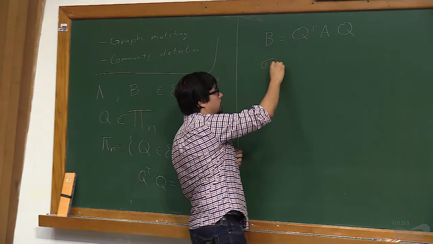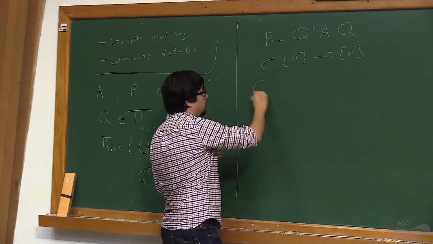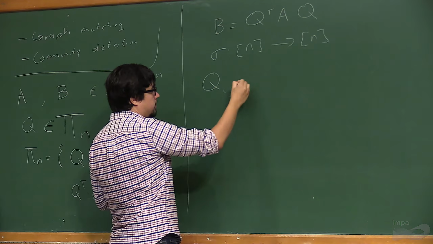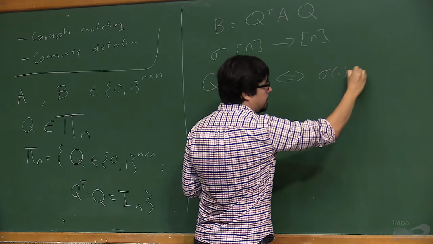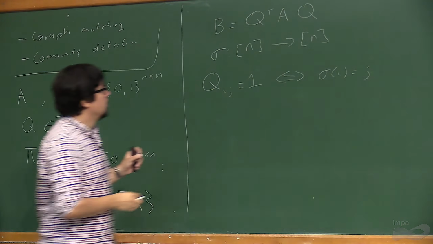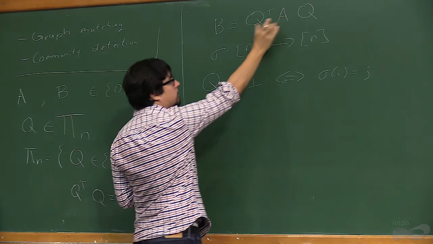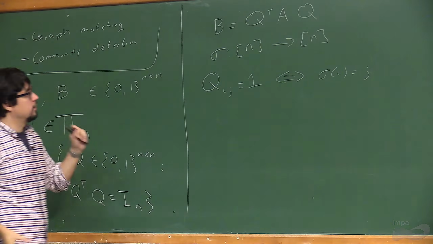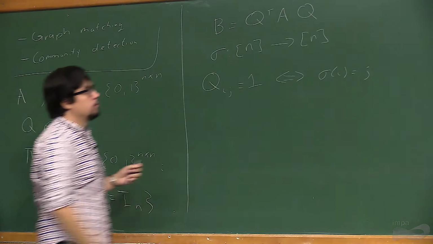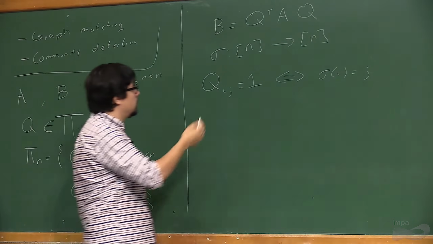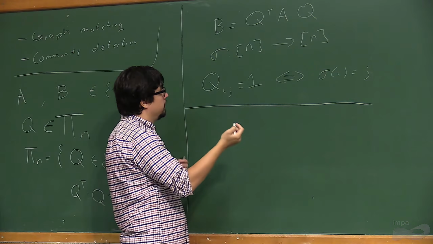Let's say we have a permutation sigma that goes from n to n. We have that Q_ij is going to be equal to 1 if and only if sigma(i) is equal to j, right? So basically, whenever vertex i is being moved to vertex j, this operation Q transpose A Q is going to shuffle rows and columns in the corresponding way, and then we have this isomorphism between graph 1 and graph 2, right? So one particular method to match the two graphs uses the eigenvectors of them.